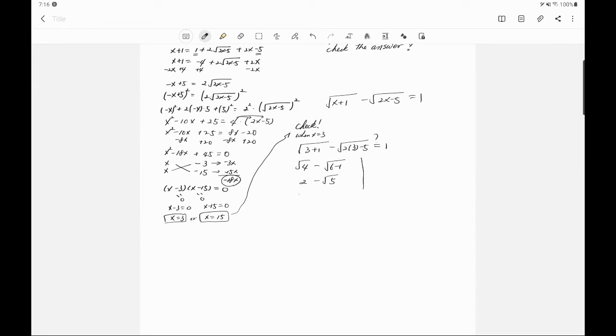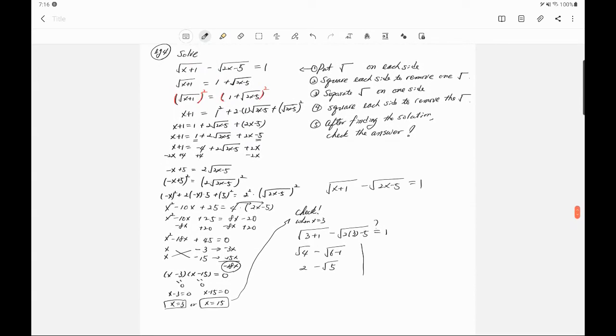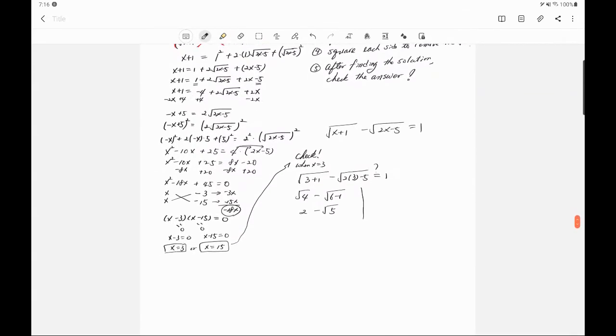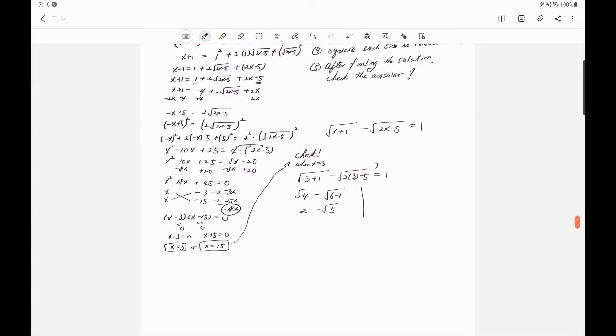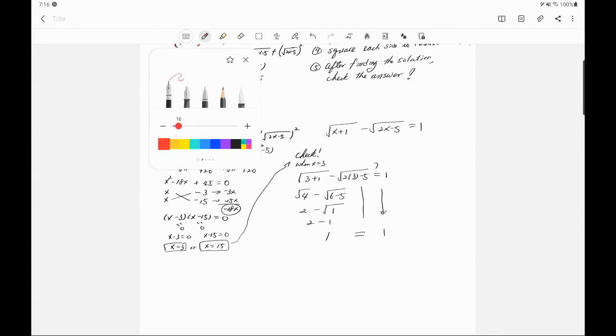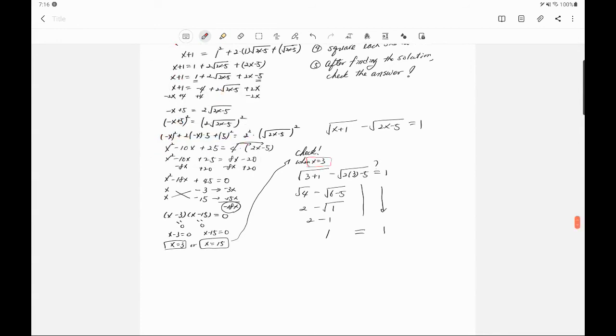Okay, did I write it correctly? X plus 1, 2x minus 5 equals 1. So plug in 3, then 6 minus... sorry, this is 5. So 6 minus 5. So that is square root of 1. So 2 minus 1 is 1. So the value from the left side is 1. How about the right hand side? This is 1, right? They are equal. So yes, x equals 3 is a solution.